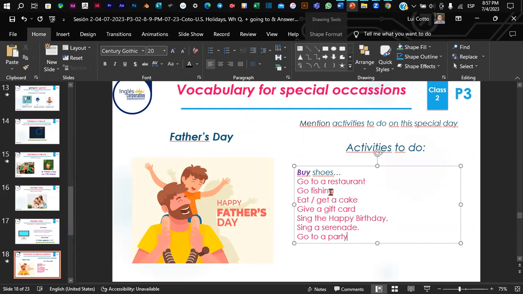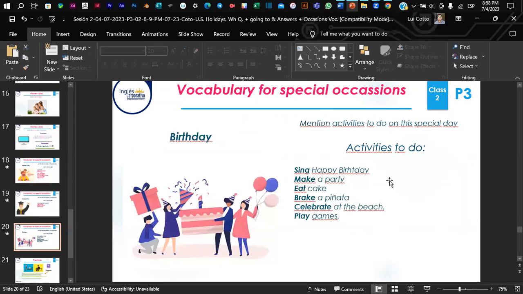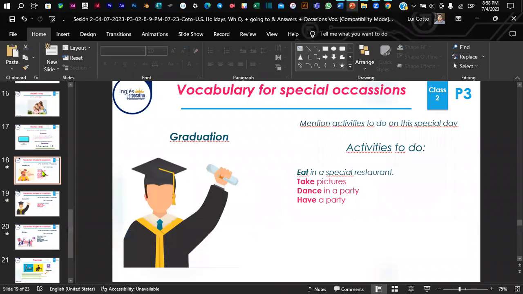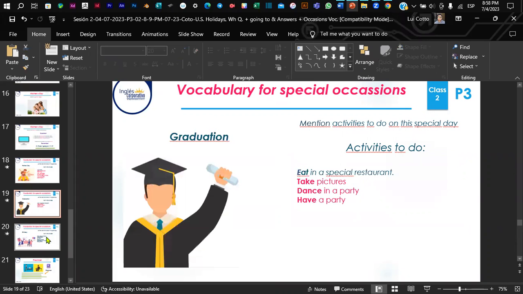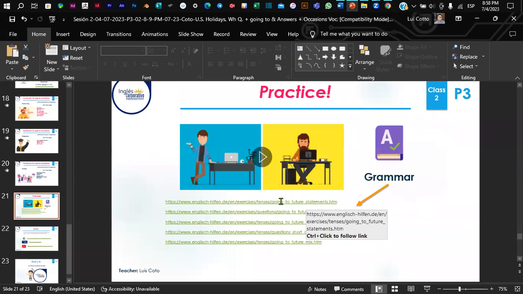Okay. You can add more activities. Puede agregar more activities acá. All right. Same here. Lo mismo acá. For your birthday, your activities. Okay. Check these two last presentations, 1, 2, 3. These slides, revisen estas slides con las activities. Mañana vamos a ver eso. Y estos links son de práctica. Practice with these links. All right?